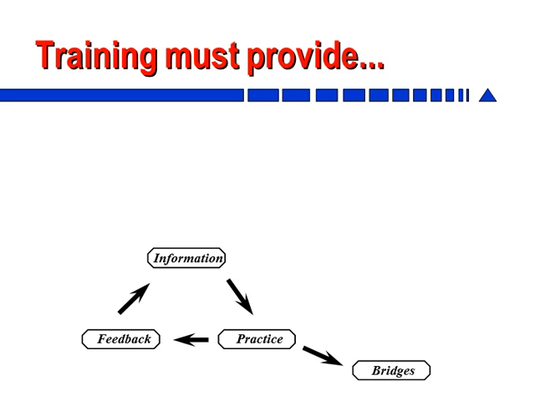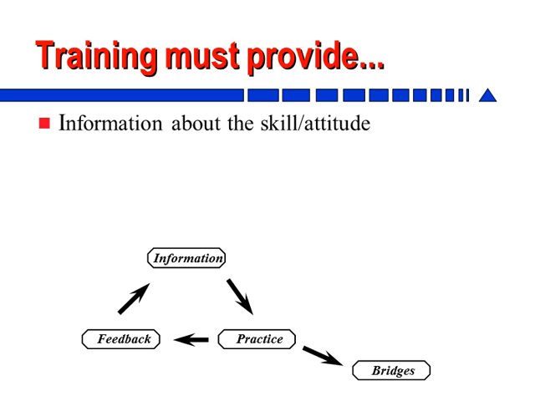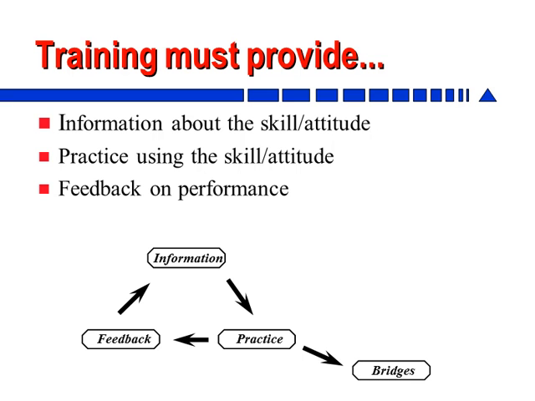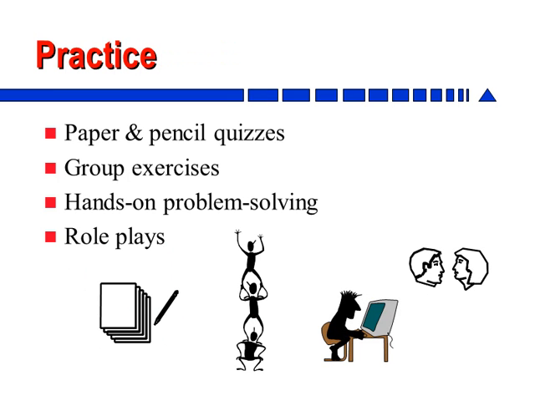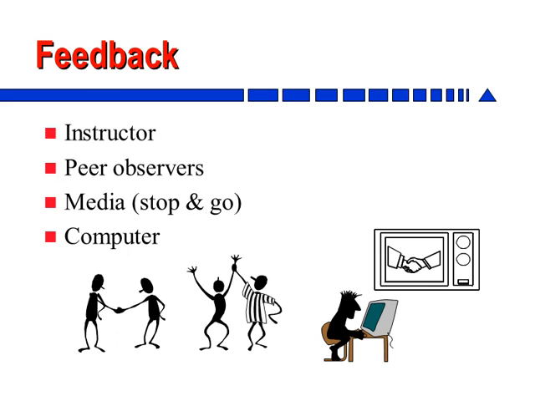So therefore, training has to provide information about the new skill and attitude, practice using it, feedback on how well you are doing it, and finally, bridges out to the real world so that when the training is over, people can keep using that particular skill or attitude in an effective way on the job. New information, that block consists of all the usual suspects, the instructor, the video, lots of different ways we can put out information. Practice involves these kinds of things, but it's performances.